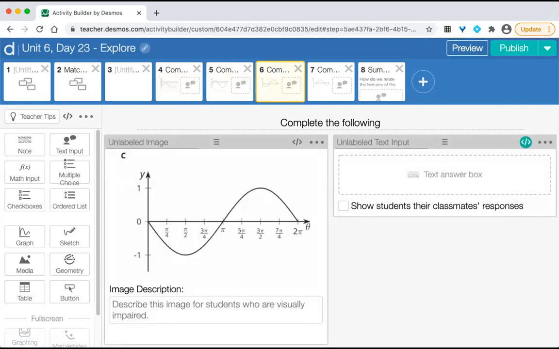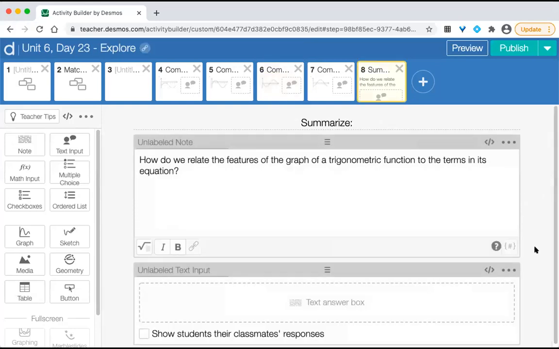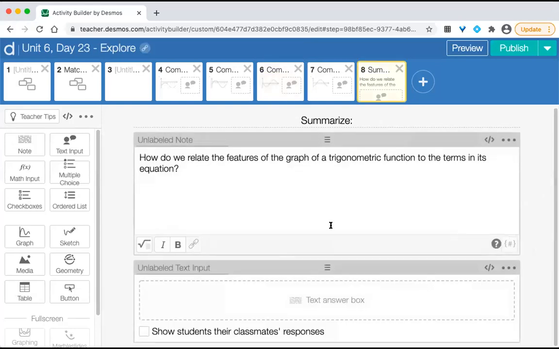And again, when students are filling this out, if they're having a tough time explaining why they picked what they did, remind them: what was their strategy? Did they pick strategic inputs? Did they identify maxes and mins, midlines, and things like that? Now, the last slide is a summary. You can ask students, how do we relate the features of the graph of a trigonometric function to the terms in its equation?